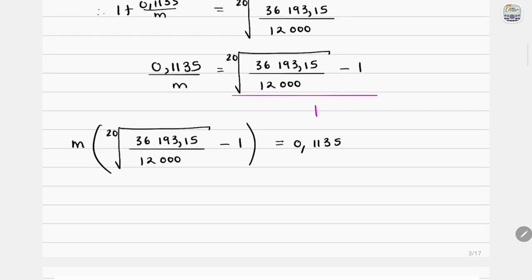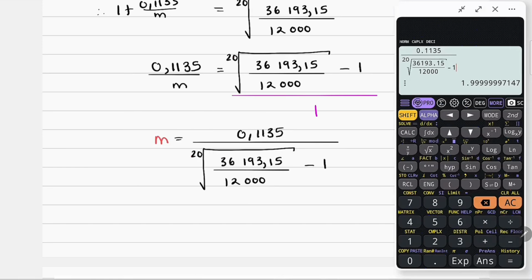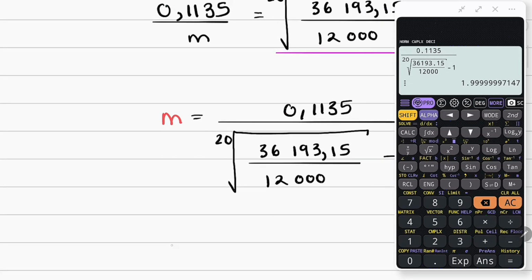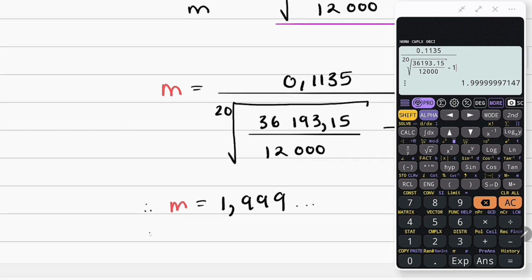And now finally, to get m alone, all you have to do is divide both hand sides by this number. So m is equal to all of this, 0.1135 divided by all of that. So this is what we get when we do that. So finally, we know that m is equal to the compounding. You see that that's just 1.999. This is just 2. So we can just say m is equal to 2.